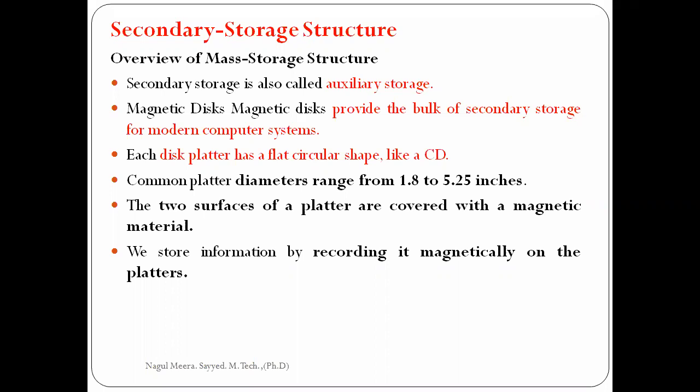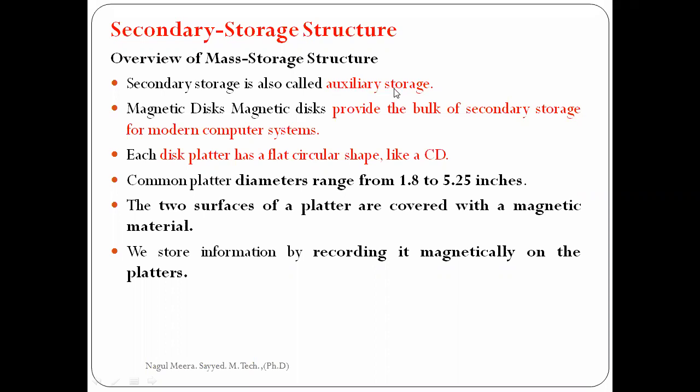So simply, secondary storage is also called mass storage. Mass means huge. Secondary storage is also called auxiliary storage. Here auxiliary is nothing but permanent. So I mentioned these two terminologies here: secondary storage is also called mass storage, and also called auxiliary storage.